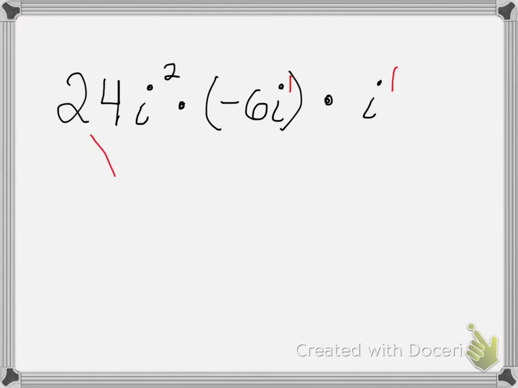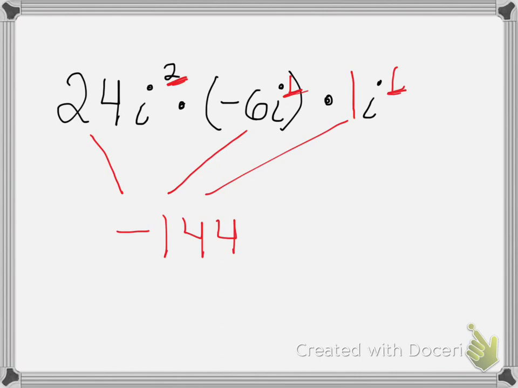So I'm multiplying 24 times -6. Oh yeah, there's another number. We just don't see it. It's the imaginary 1 times 1. And when I type that in my calculator, I get -144. And then I'll add my exponents. 2 plus 1 plus 1 is 4. So it'll be i to the power of 4.